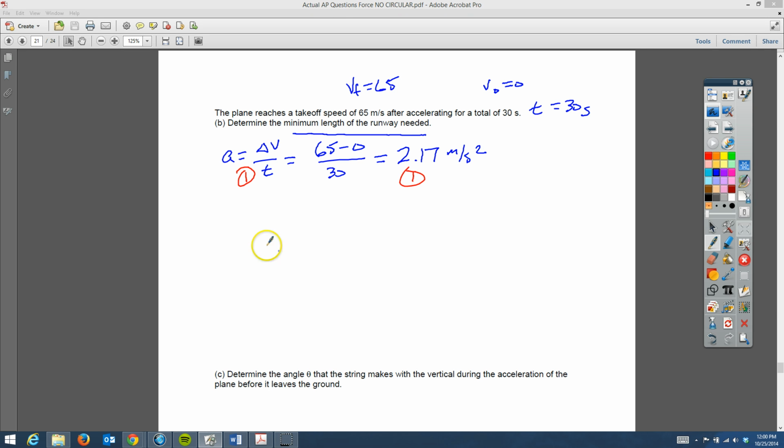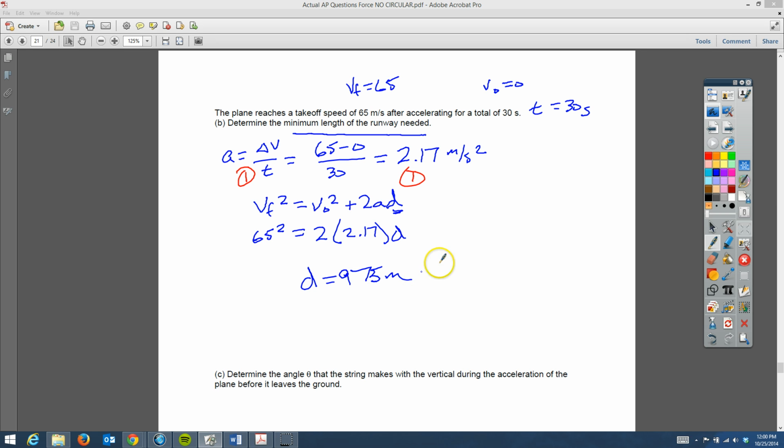At this point, we've got to use an equation in order to find out that distance. Probably the easier one to use is going to be VF squared is equal to VO squared plus 2 times acceleration times the distance. Now we're going to solve for the distance. So our final velocity here was 65. We need to square it. Original velocity was 0. We're going to take 2 times 2.17 times our distance. And now our distance is equal to 975 meters. And that's really all there is to that one.